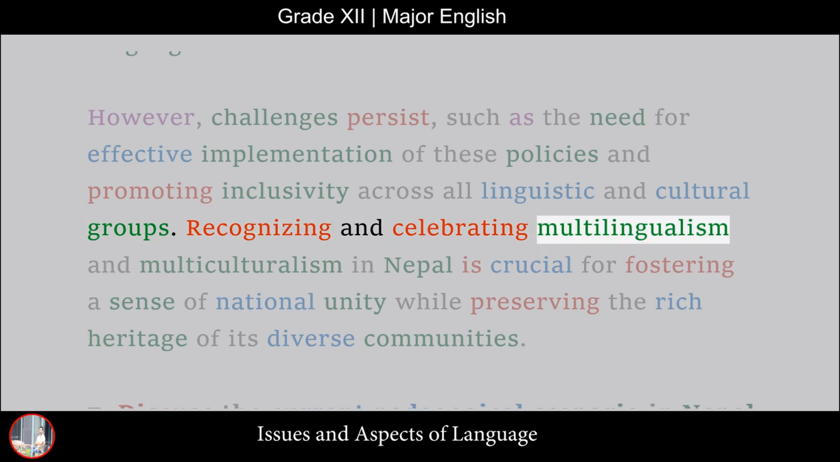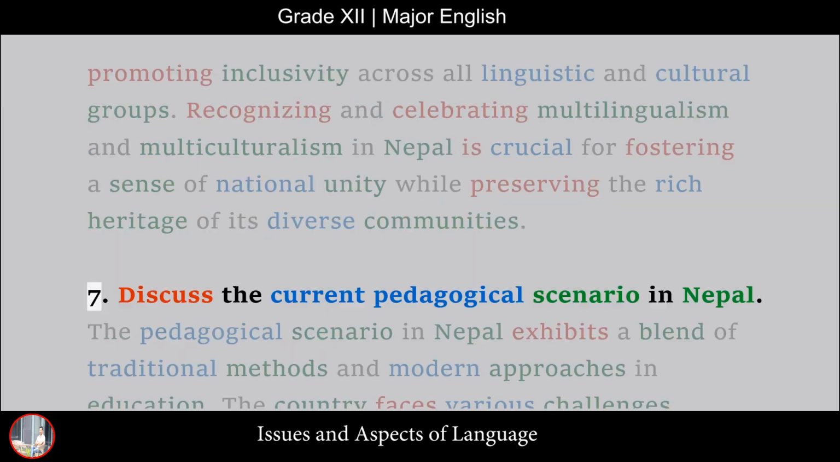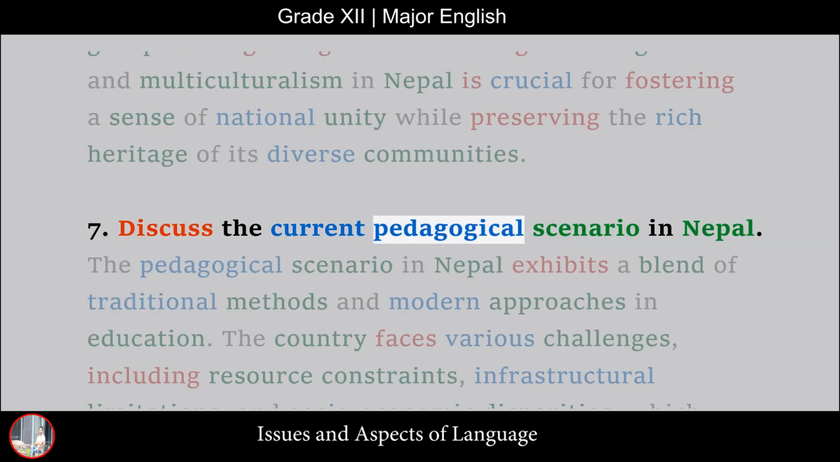Recognizing and celebrating multilingualism and multiculturalism in Nepal is crucial for fostering a sense of national unity while preserving the rich heritage of its diverse communities. 7. Discuss the current pedagogical scenario in Nepal.